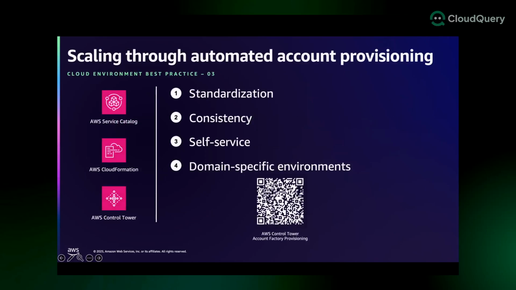So there are four main pillars here, right? Standardization, consistency, self-service, and domain-specific environments. I'll briefly go over each one. Standardization is being able to make sure that you have a standard deployment where you have consistency and uniformity within the abilities of each account. Second is consistency, which is self-explanatory, but it means being able to replicate accounts and replicate provisioning of accounts in a way that doesn't change on a case-by-case or account-by-account basis.